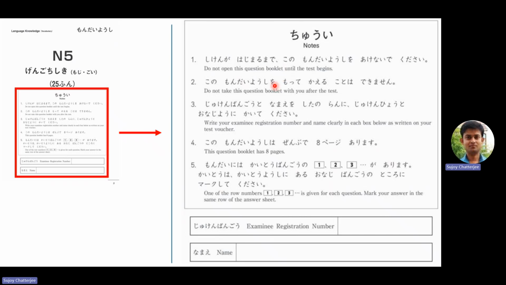So why not try to understand what is written in Japanese? After all, you are going to appear for a Japanese test, so you should be able to understand the questions and the instructions in Japanese itself. They should not be providing you any English translation of anything. Since this is a test of Japanese, Japanese should be the only medium of instructions.